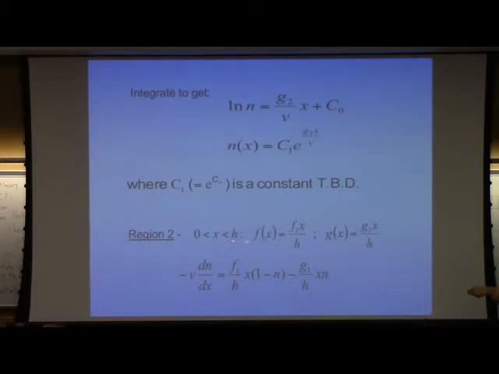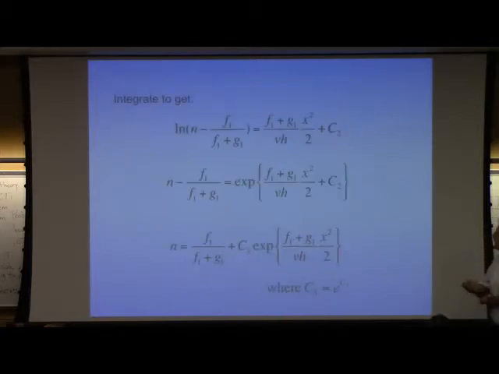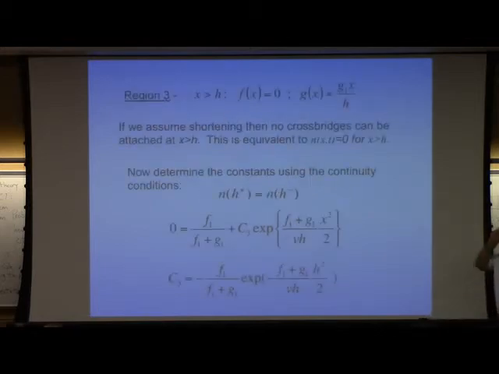So in 0 to h, in this range, we have an attachment rate, this, and a detachment rate, this. They're functions of distance or distortion x. Put it together, plug it in, do some algebra, rearrange to get the right things on the right side. Then we come up with this solution, which is a kind of complicated thing, but it's a function of x. There's also a constant to solve for.